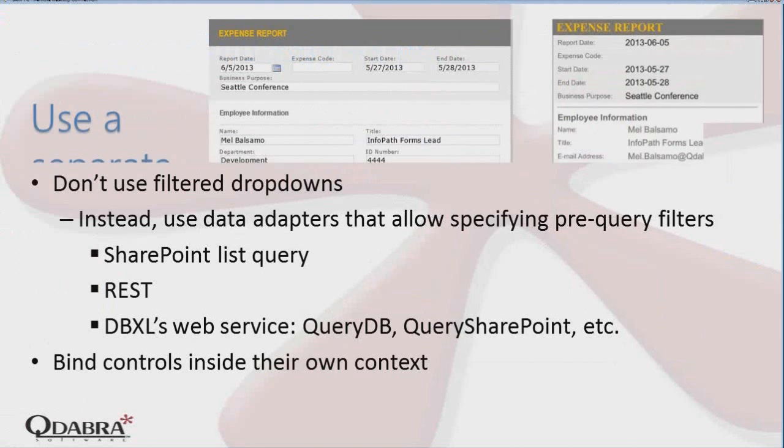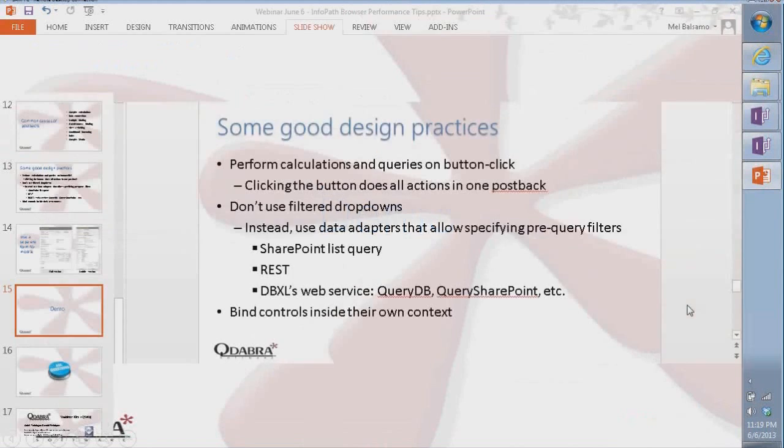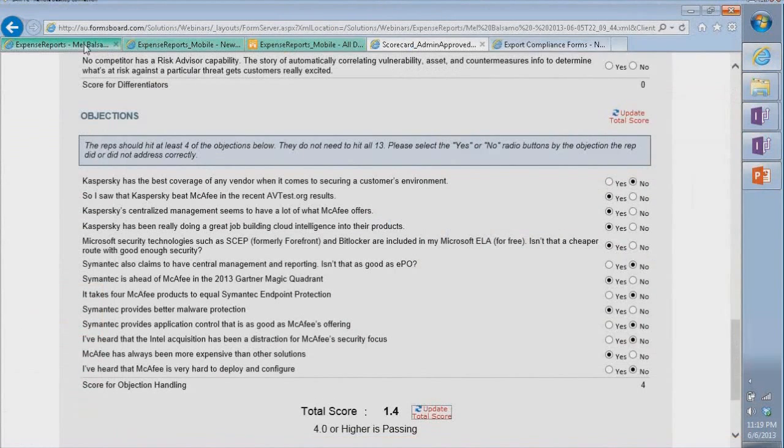And then for mobile forms, if you have a complex form, of course, the screenshot shows the expense report, which is a simple form. But if you do have complex forms, you don't want to use a separate form for mobile use. And I'll show you a demo. So again, this is the full version, and this is how it looks on the mobile phone. And let me demo that.